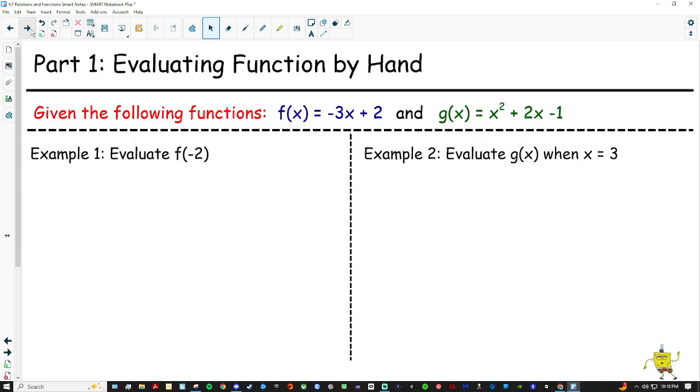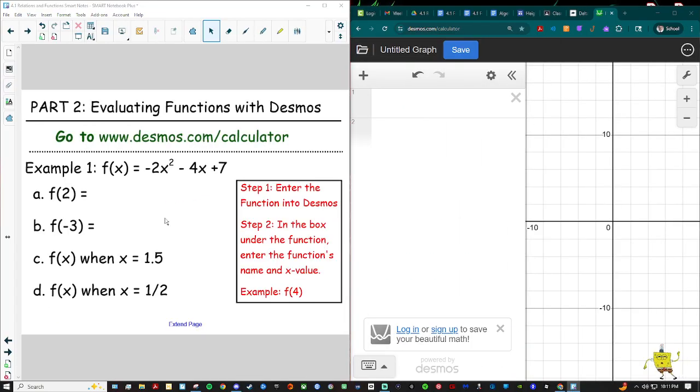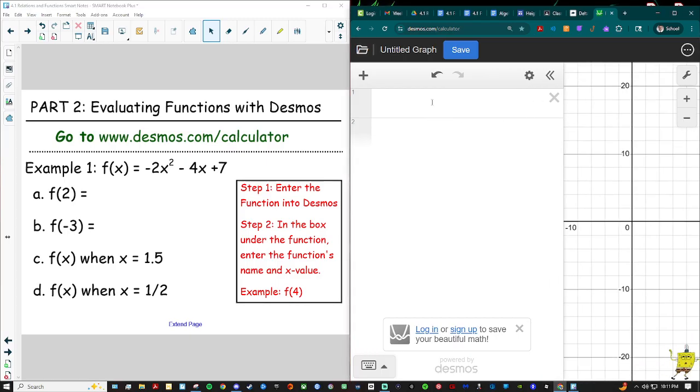So again, we're going to keep going. We're going to skip doing it by hand, and you are going to go to part 2, evaluating functions with Desmos. So we are going to cheat and use Desmos in order to do these problems, which you're going to be able to do on the OST. Remember, the biggest thing is you just got to make sure you're typing everything in correctly.